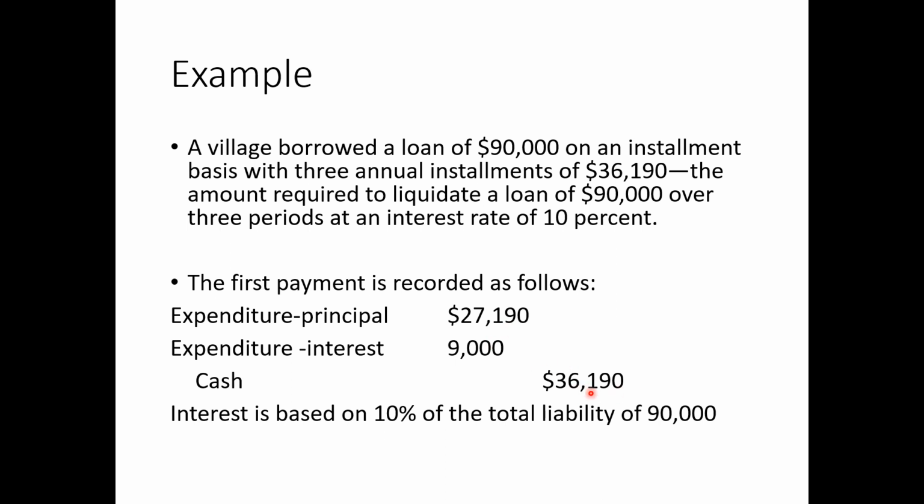And for the next $36,190 payment, the next year, okay, because our principal amount, the present value of the principal, will be reduced, the expenditure of interest is also going to get reduced. Then the expenditure principal, this amount will increase. Okay.